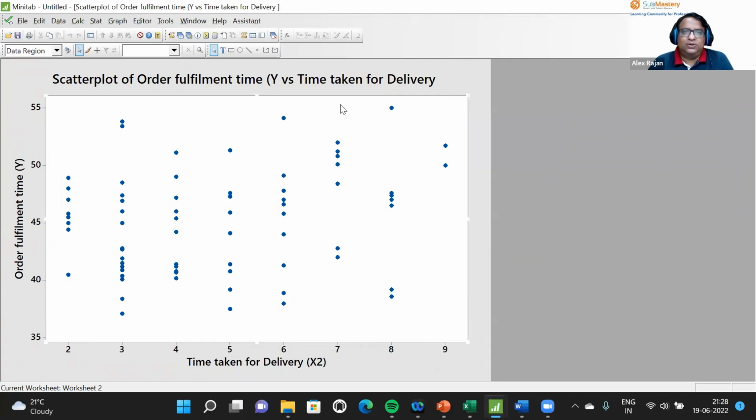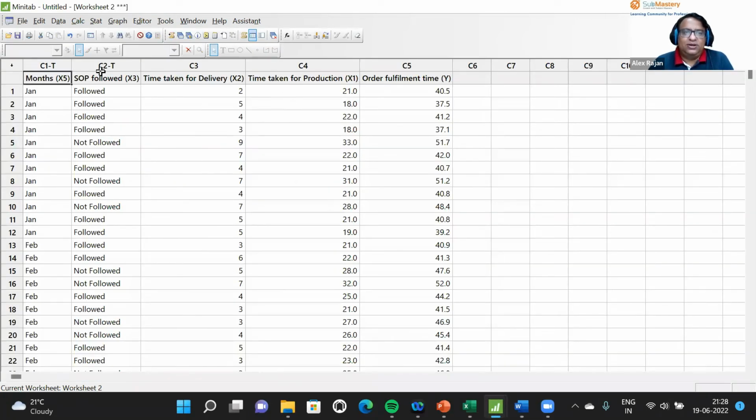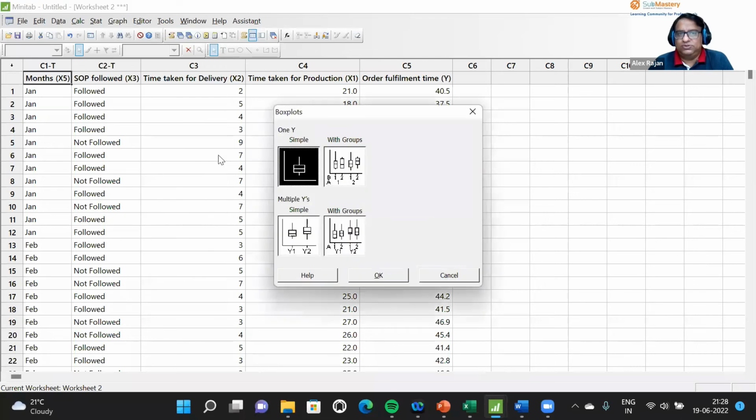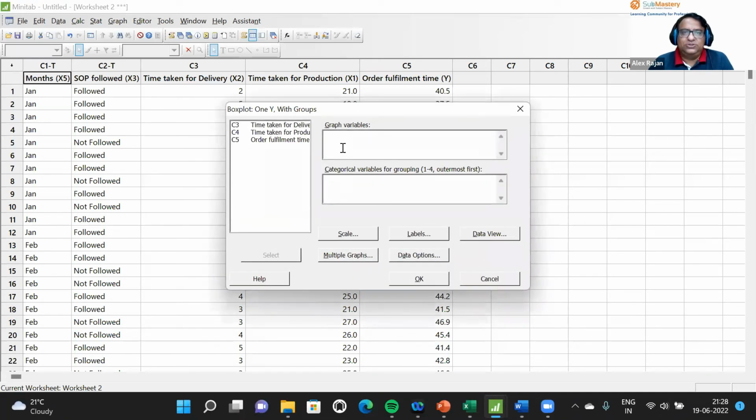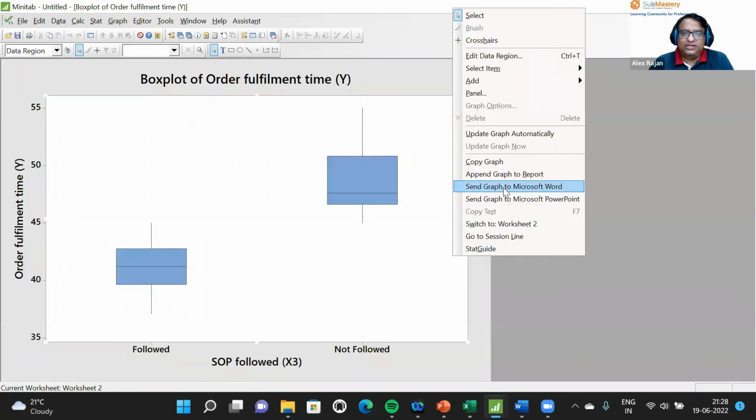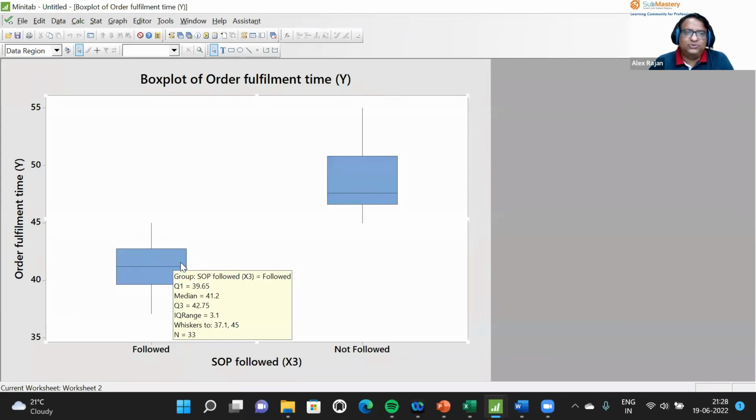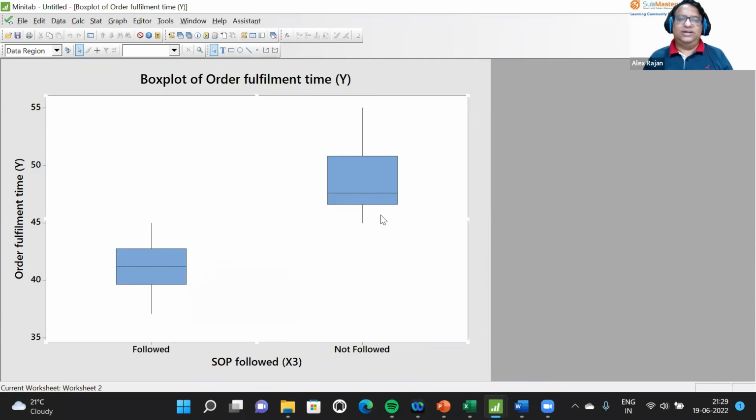Similarly, we can go to the box plot comparison, where we look into the box plot with groups. The graph variable is order fulfillment time and the categorical variable is SOP followed. Comparing the boxes, we can see the box values 39.61, 41.2 and 42.75, which says that when SOP is followed, 25% of the order fulfillment happens in 39.61 days, 50% happens in 41.2 days, and 75% happens in 42.75 days.